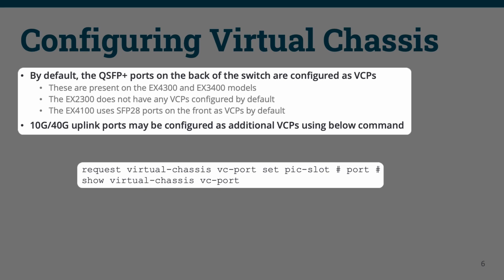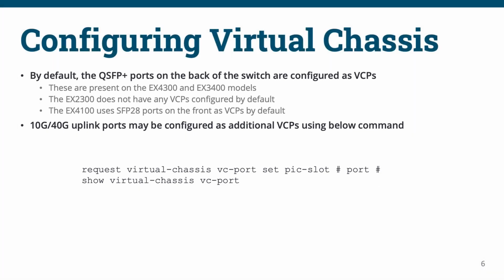It's worth noting that the EX4100 platform uses the SFP28 ports on the front of the switch as VC ports by default. This platform does not have QSFP Plus ports on the back. So, we've covered a fair bit about how to configure a dynamic VC. Let's now see about pre-provisioning the VC, as well as a feature called split detection.